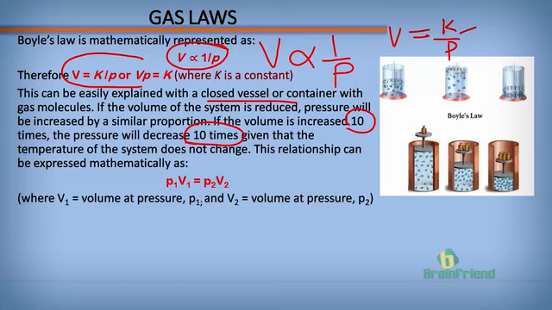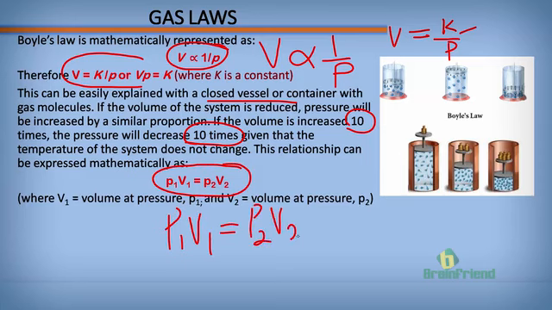So this relationship can further be represented with this equation where P1V1 is equal to P2V2. Remember that P1 will be talking about what? Pressure. Now, the V1 is going to be the volume at what? Pressure 1, while V2 represents volume at pressure 2.